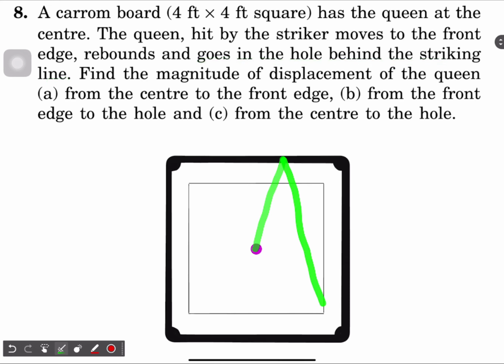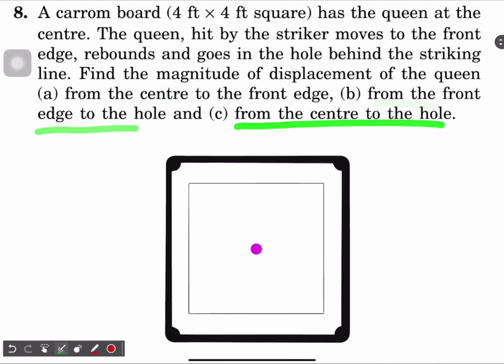So we have to find the magnitude of displacement of the queen from the center to the front edge, from the front edge to the hole, and from the center to the hole. So let's draw the path of the queen. The queen would first go in this direction, then rebound from here and go to the hole like this. Correct?